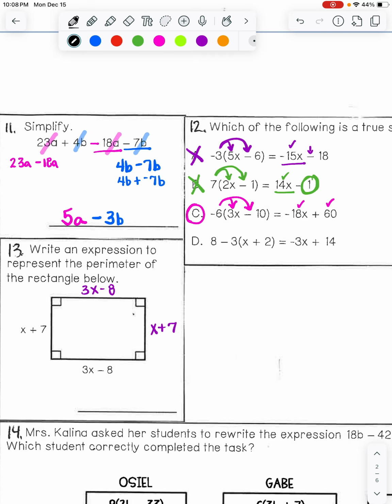You can add in any order. It doesn't matter as long as you're adding, right? Adding is commutative, so whatever order. I'm just going to start with x plus 7. So I know I have the left side plus the right side, right? X plus 7, x plus 7. Those are my two left and right.